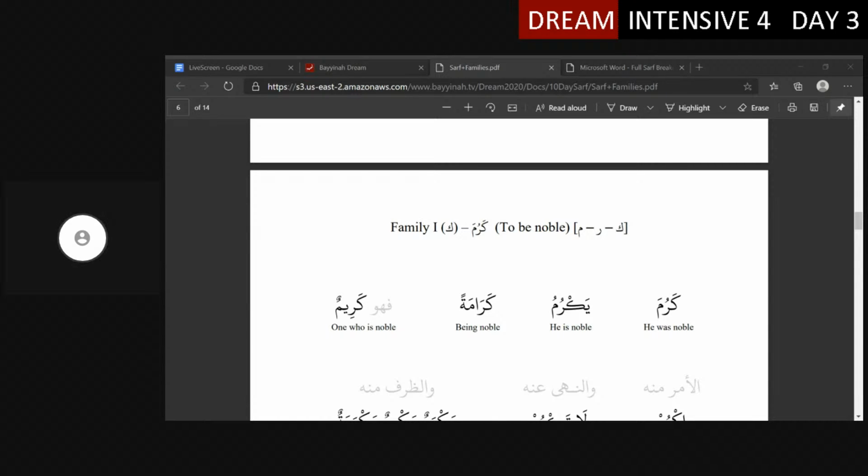Why doesn't munafiq have a passive tense? Because munafiq is not a fi'l. Only fi'ls can be passive. Munafiq is an ism. Nafaqa is a fi'l, so nafaqa could have a past tense if it's transitive, but munafiq is an ism, so it cannot be passive.